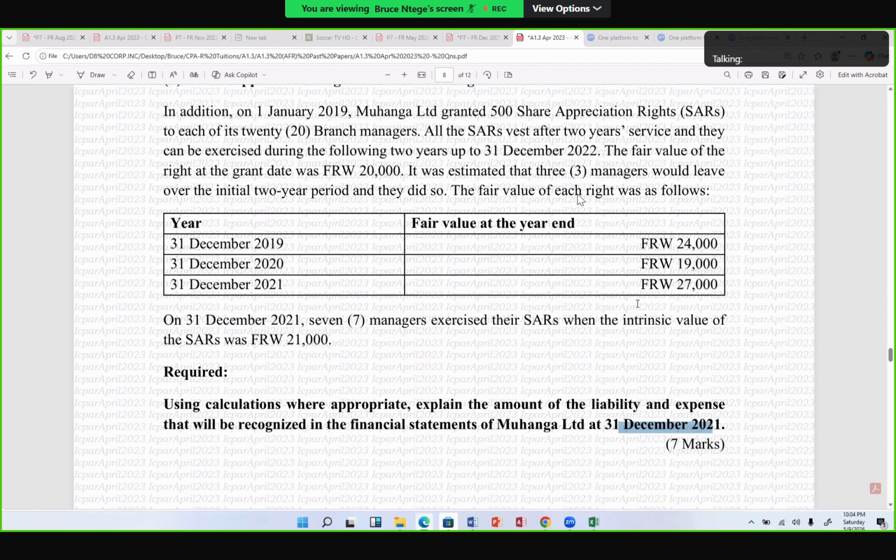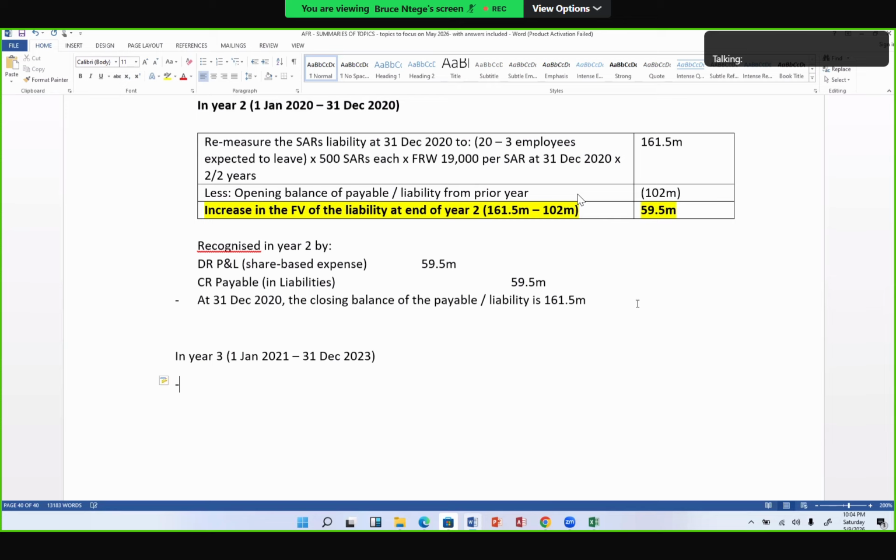So we shall say that in year 3, which is a year running from 1st January 2021 to 31st December 2023. Okay. So in year 3, I'll say that here the vesting period is already complete. Remember, the vesting period was completed at the end of year 1. But the employees who have finished, the 17 employees, don't have to rush to go and get their cash or share appreciation rights exercise. They're given up to December 2022. That's why it's only 7 that have moved.